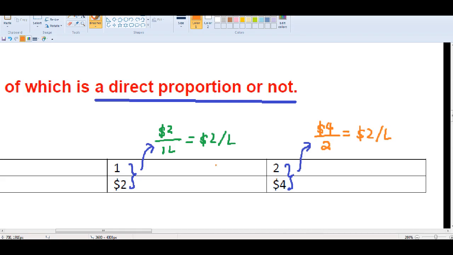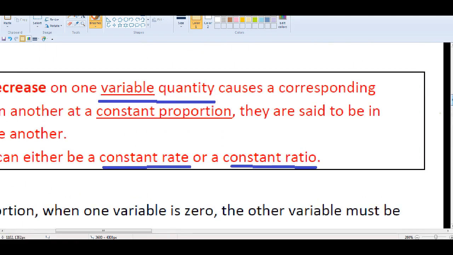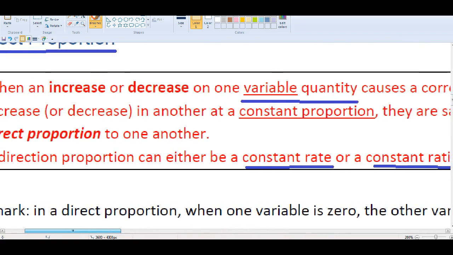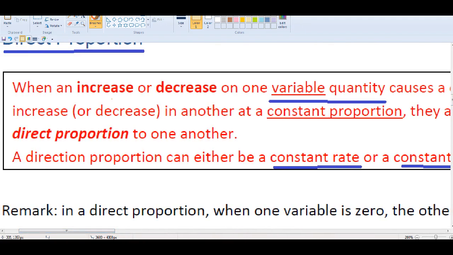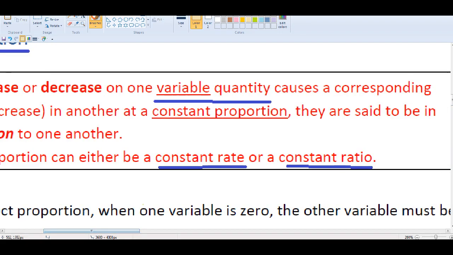All right. So if both are done, you see the division of two numbers. If you both use the amount of money divided by the volume, it gives you the same answer. So when you compare this one to this one, they are the same. Okay, then it satisfies our definition here: when one increases, the other will increase at a constant proportion. Okay?